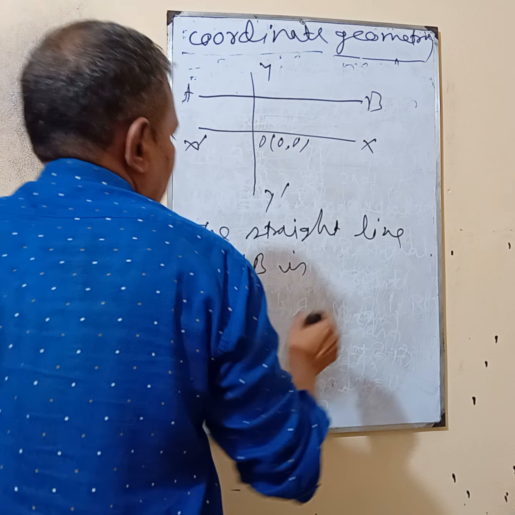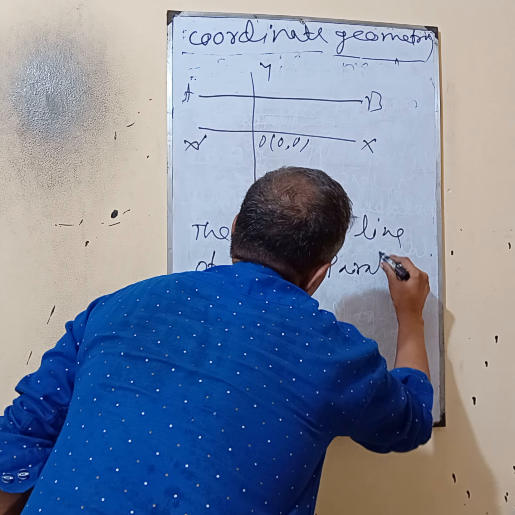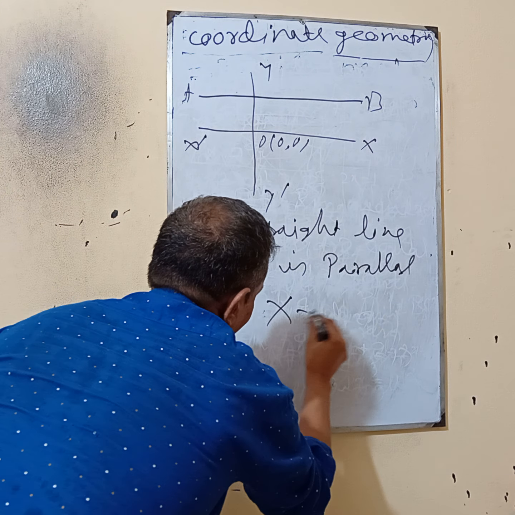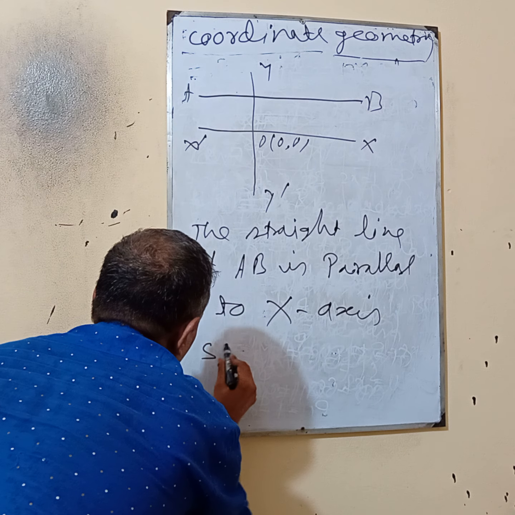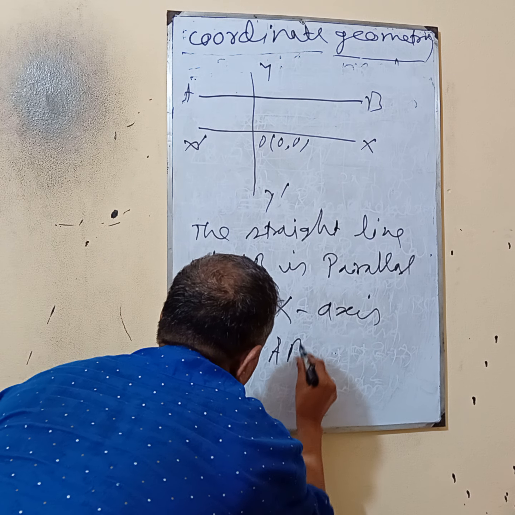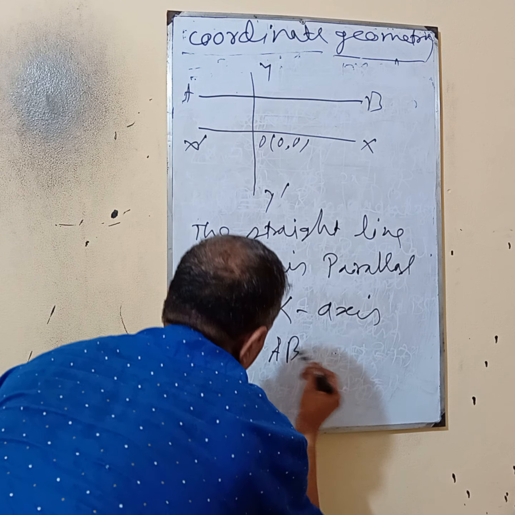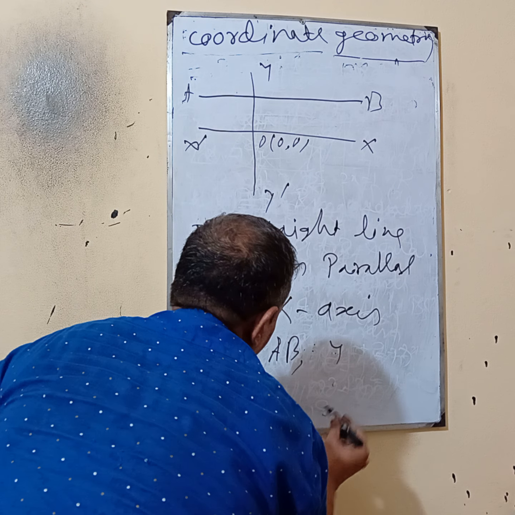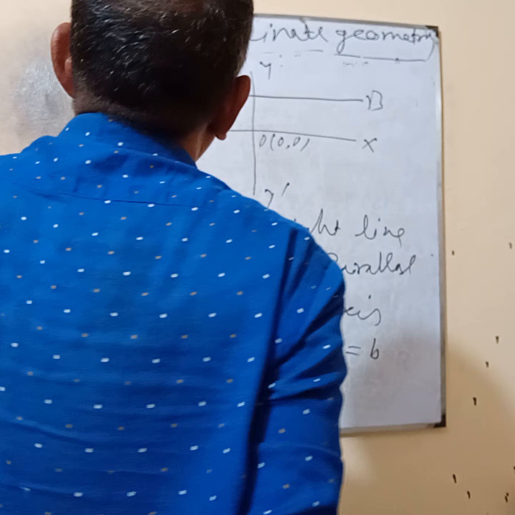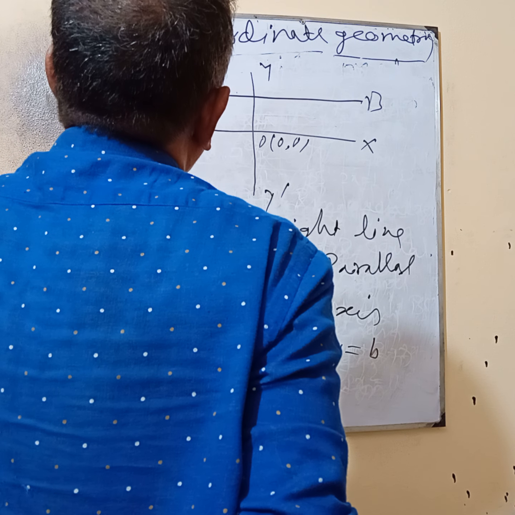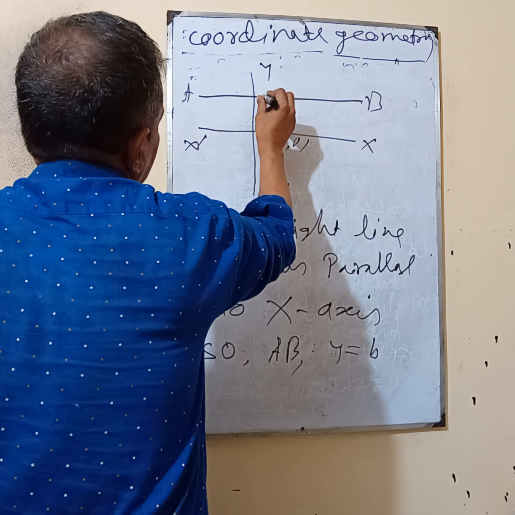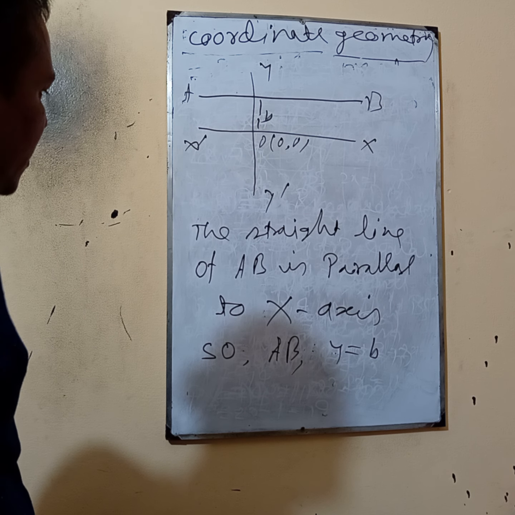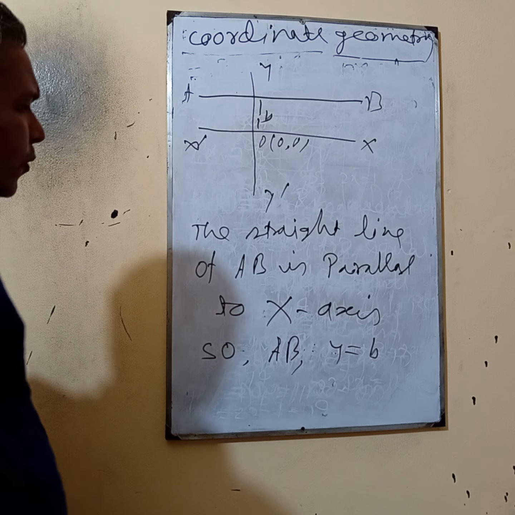It is parallel to the x-axis. So in coordinate geometry, the equation of AB is y is equal to b. Because AB is parallel to the x-axis, the equation is y is equal to b.